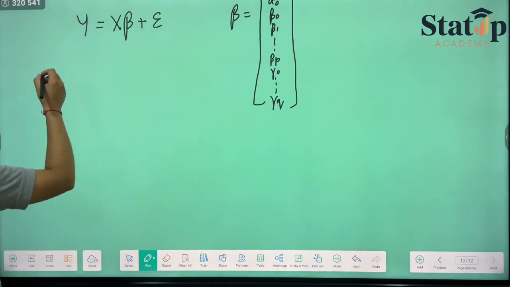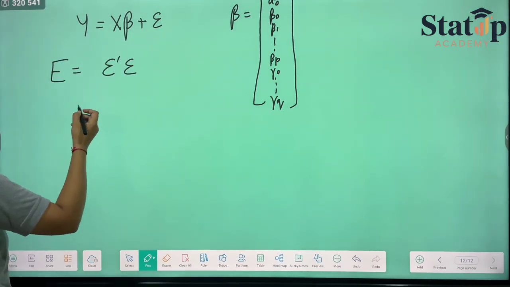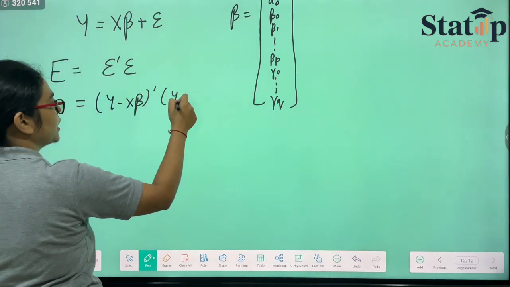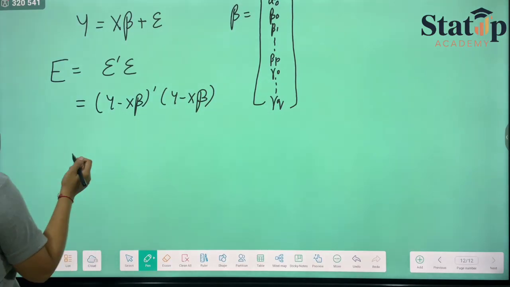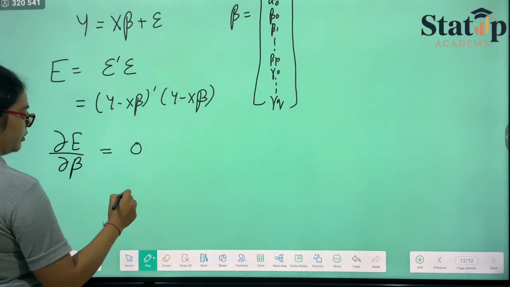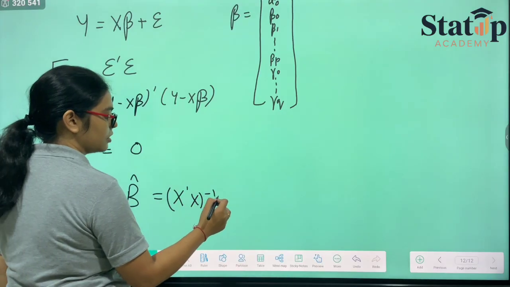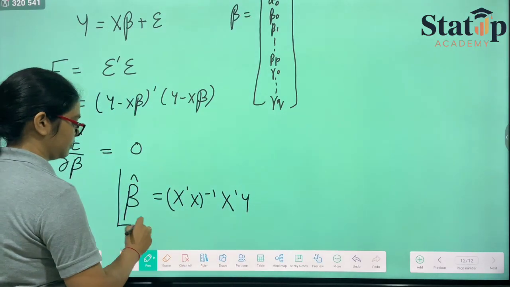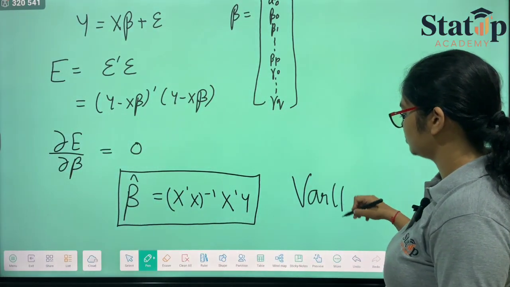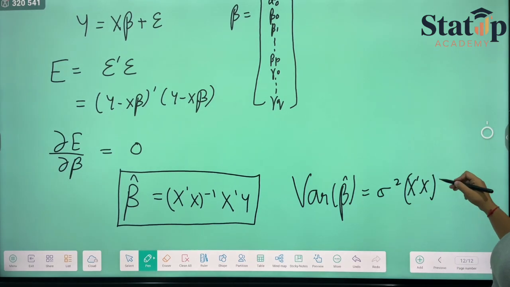So here again by GLS estimation we will consider epsilon dash epsilon, which is nothing but (y minus X beta) dash (y minus X beta). On solving this equation, the normal equation, we will get the estimation of beta, which is beta cap, as (X dash X) inverse X dash y. And we will get the variance of beta cap as sigma square (X dash X) inverse.